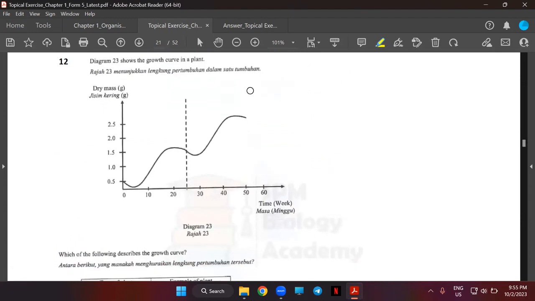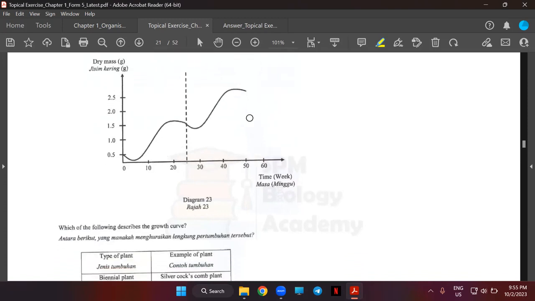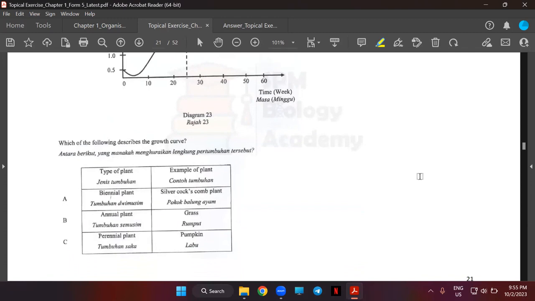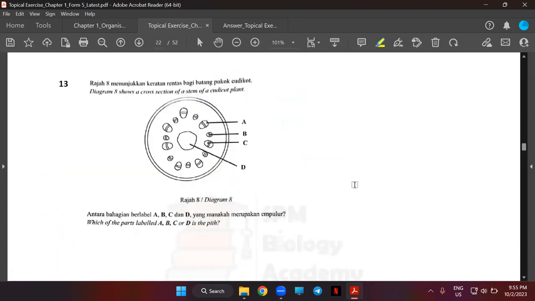Diagram 23 show the growth curve in a plant. Rajah 23 menunjukkan lengkung pertumbuhan dalam satu tumbuhan. Okay. Biennial. This is biennial. Dwi musim. Yes or no? Setuju kan? So which of the following describe the growth curve? Type of plant, biennial plant, or silver cork? Contoh, jawapannya ialah A. Very simple question.